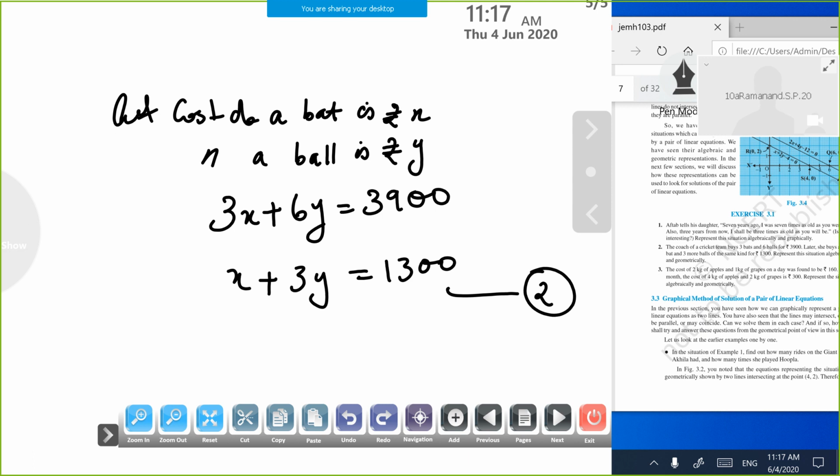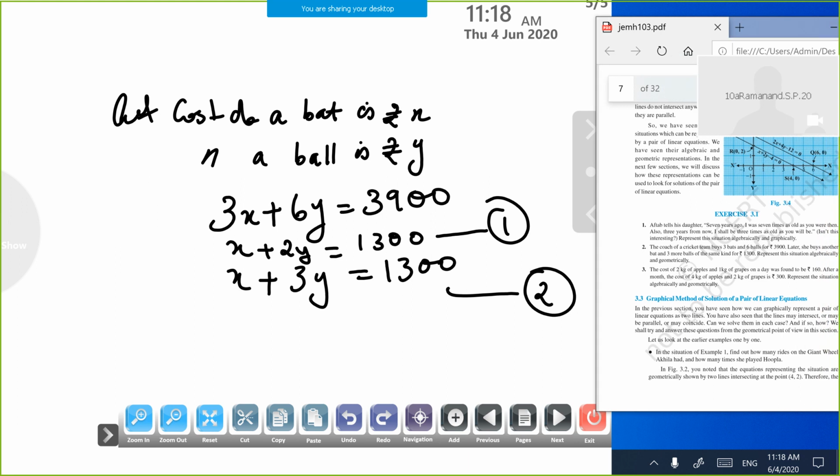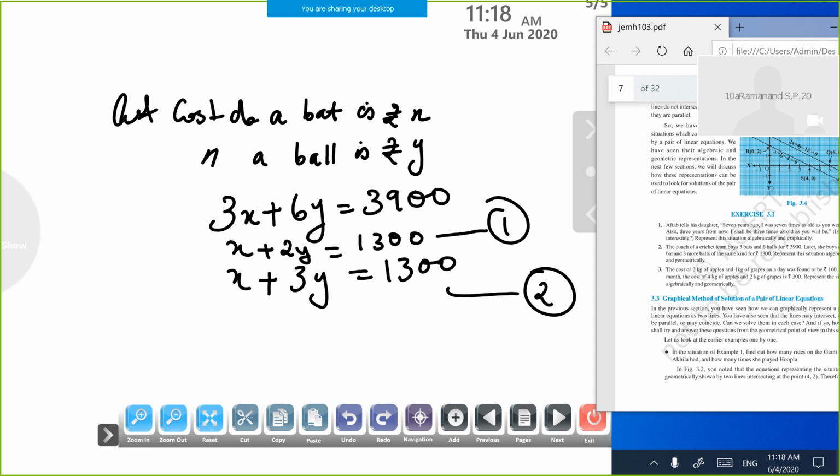Then the first equation, simplify, divided throughout by 3. That is x plus 2y is equal to 1,300. This is our first equation. And the second equation is x plus 3y is equal to 1,300. Same situation, same cost, 3 more.